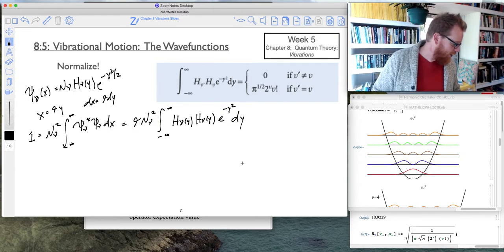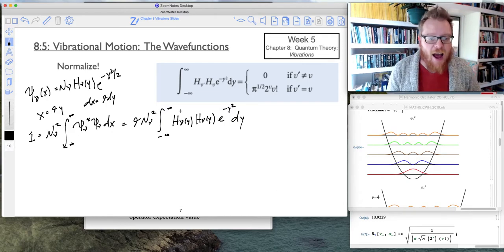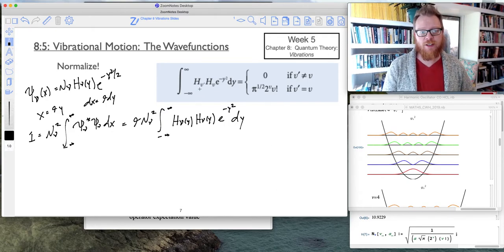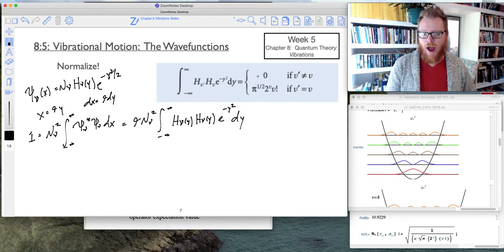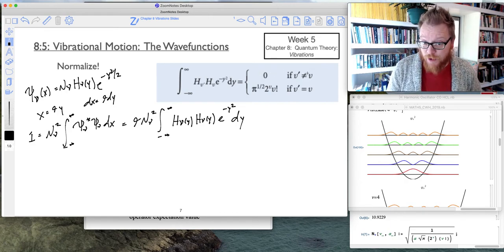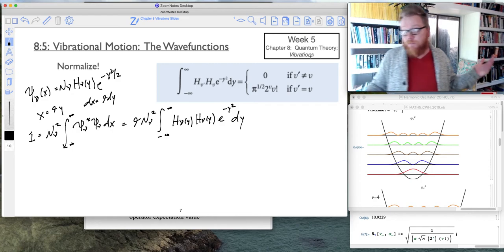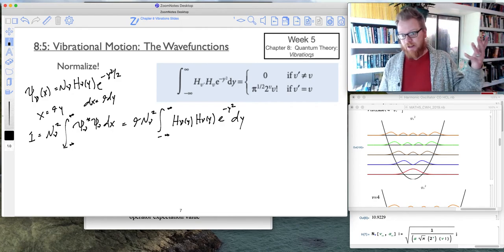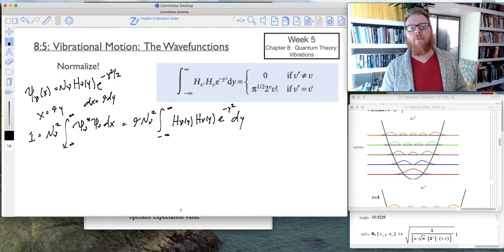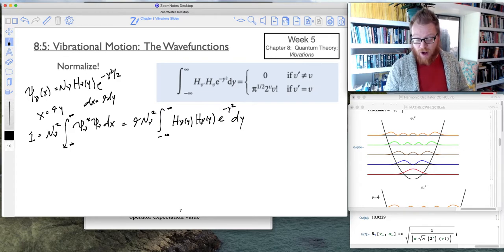And then now check it out. This is pretty cool. We actually have a guide for how to solve this. Look at this. H nu prime times H nu times e to the negative y squared dy equals 0 if nu prime and nu are different states. Orthogonal wave functions, that makes sense. But look, if nu prime and nu are the same, as in the case of trying to normalize this, then we get a fairly straightforward solution for this thing.